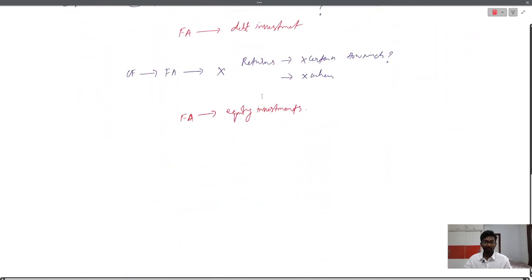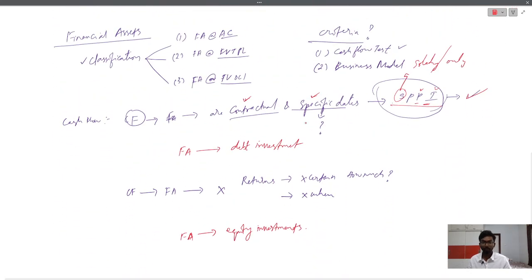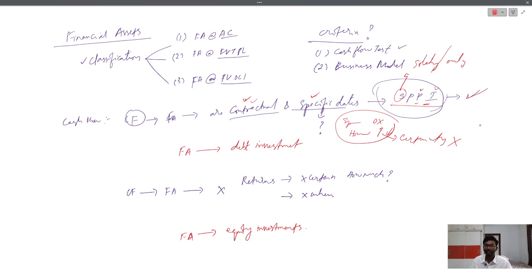So here the cash flow test is not going to be met, because although the returns are contractual in nature, they are not going to arise on specific dates, because sometimes you are not even going to get paid. At the same time, you're not going to know how much you are going to get paid, because in 1 year it can be more, in 1 year it can be less. So since there is no certainty, such cash flows do not meet the cash flow test. So the cash flow test is not met. Therefore, those financial assets are categorized as equity investments. I hope you understood that.